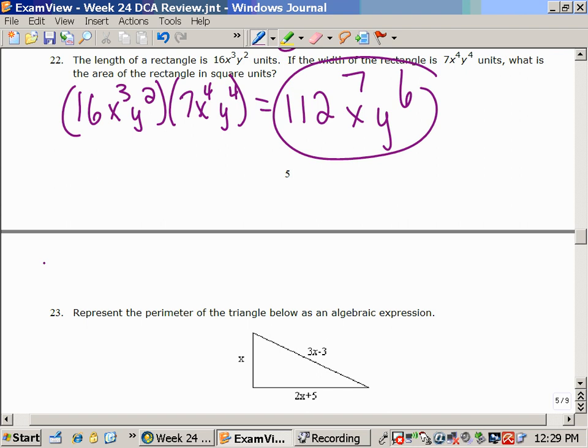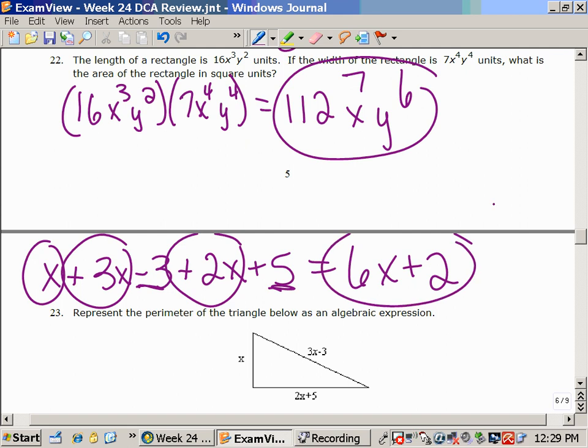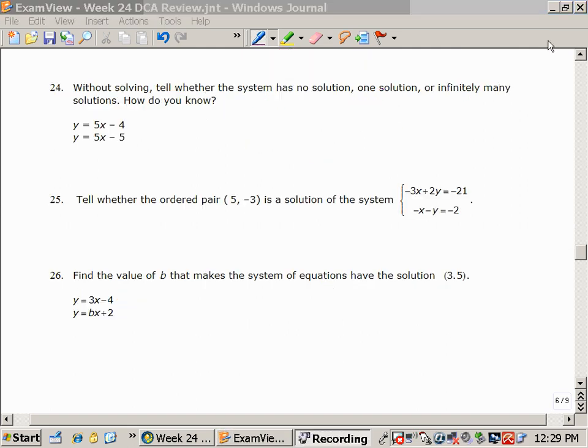On 23, we're asked to find the perimeter of the triangle, so I've got to add all these together. I have x plus 3x minus 3 plus 2x plus 5. Adding all the x's together, 1x and 3x is 4, 2 more is 6x. Then I have 5 and negative 3, which is plus 2. Final answer.